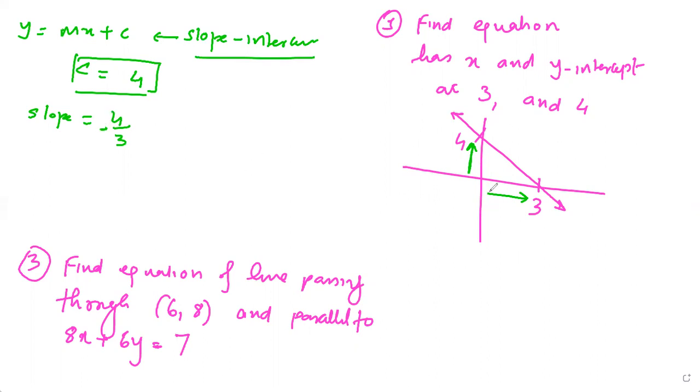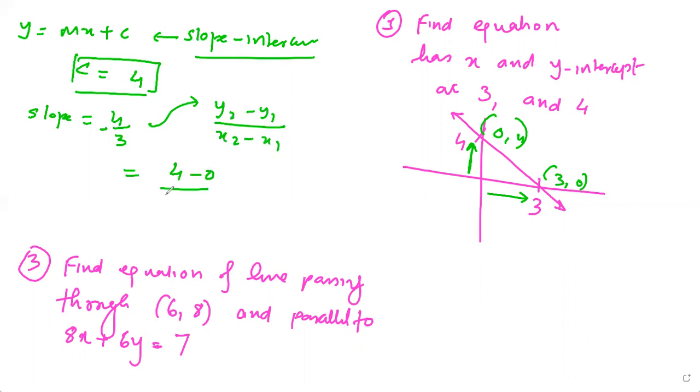Or you could have done it this way: this coordinate is (0, 4) and this is (3, 0). If you don't understand, you can write this as (y2 - y1) over (x2 - x1), which is (4 - 0) over (0 - 3), which is 4 over -3, and of course, you can take the negative up and it becomes -4/3.